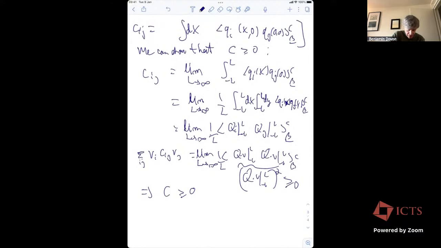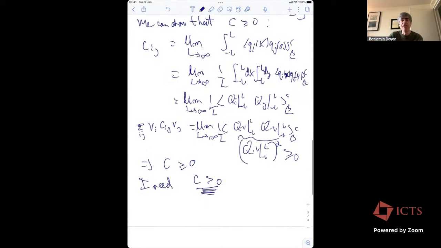But I need C strictly greater than 0. Unfortunately, I'm not able to prove this in general. In fact, the point is that the conserved quantities that you must take, as I was saying, are extensive conserved quantities. They should grow with the system size. Well, so recall that Qi should be extensive.